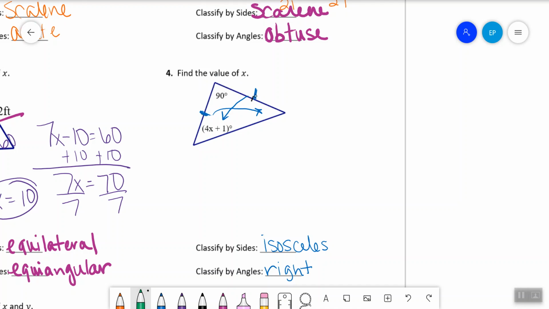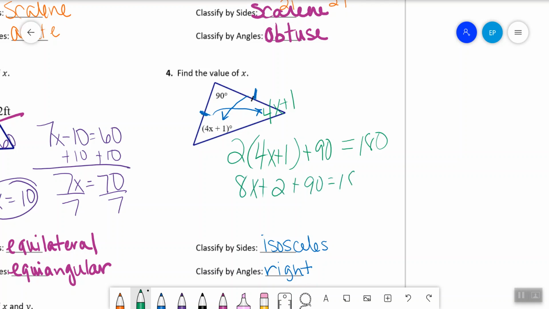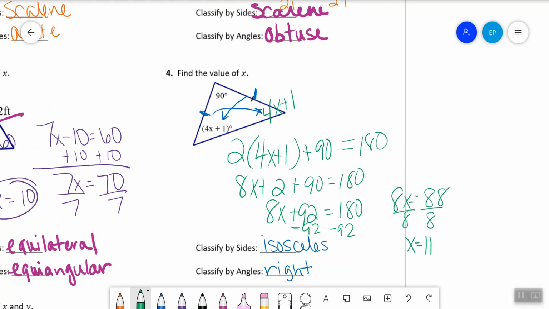So once again, since these two sides are congruent, this length over here is also 4x plus 1. So I have 4x plus 1 twice, times 2, plus 90 equals 180. So 8x plus 2 plus 90 equals 180. 8x plus 92 equals 180. Minus 92 from both sides. 8x equals 88. Divide by 8. X equals 11.